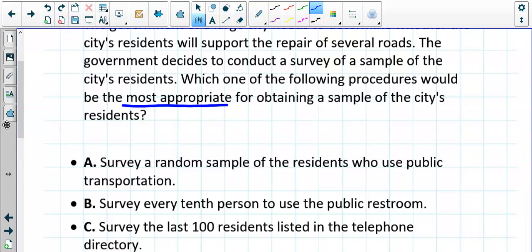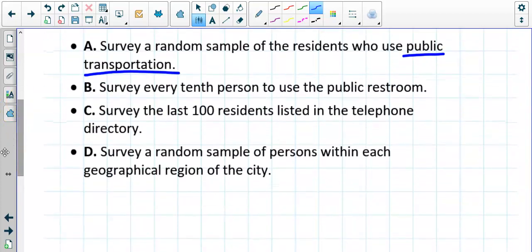Granted, now they're on the bus and they're going to feel the bumps and the holes in the road and things like that, but those that are using public transportation like the train and buses and things like that probably don't really care about some of the conditions of the roads as those of us that actually have a vehicle. So I don't think this one would be the most appropriate. Now again, don't get me wrong, that does give you a sample, but not the most appropriate.